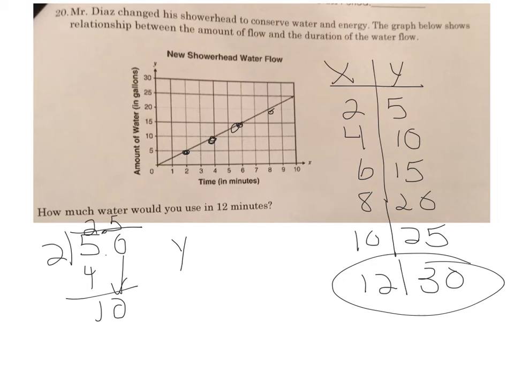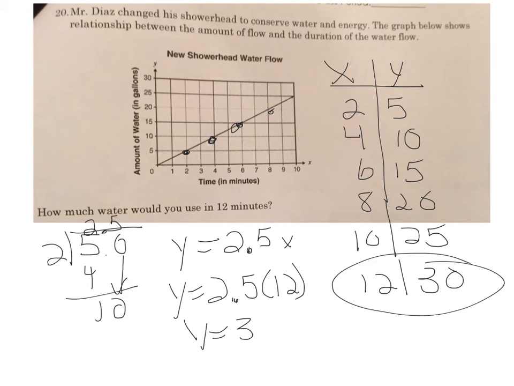So I could use the equation y equals 2.5 times x. So that would give me y equals 2.5 times 12, which will give you y equals 30. So either way, whichever way works for you, use that way. If you can use the pattern from the graph, that's awesome. If you need to write an equation, write your equation. Remember, there's more than one way to solve the problem.